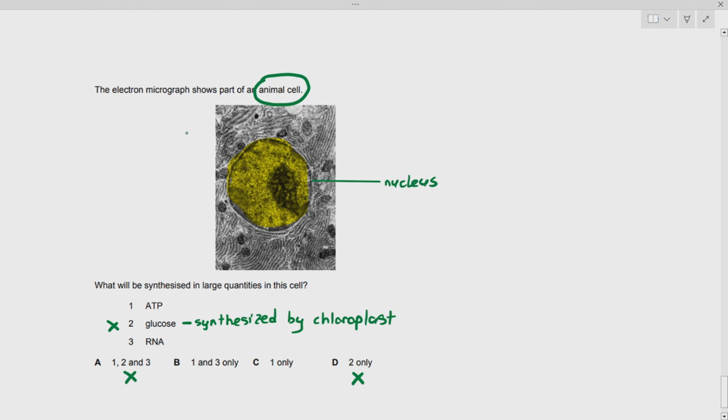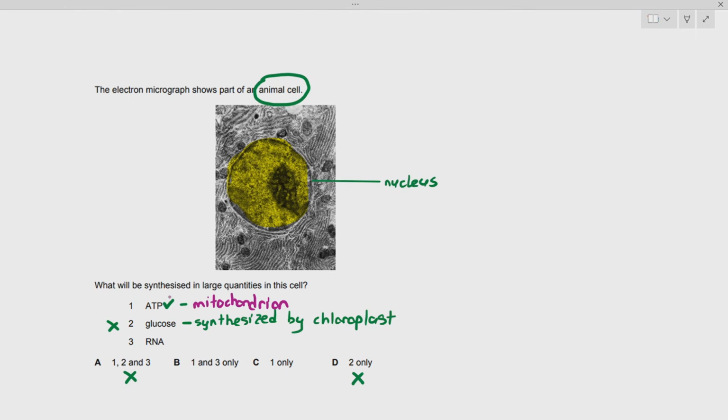It does exist. In chapter 14, we learned a process known as gluconeogenesis. In that case, glucose is made by converting amino acids and fatty acids back into glucose. But in this case, when they say synthesized glucose, they are saying through photosynthesis. So we cannot undergo photosynthesis. So any answers with number 2 is wrong, okay? Because we do not have chloroplasts. So B and C are left, and number 1 is accepted as an answer.